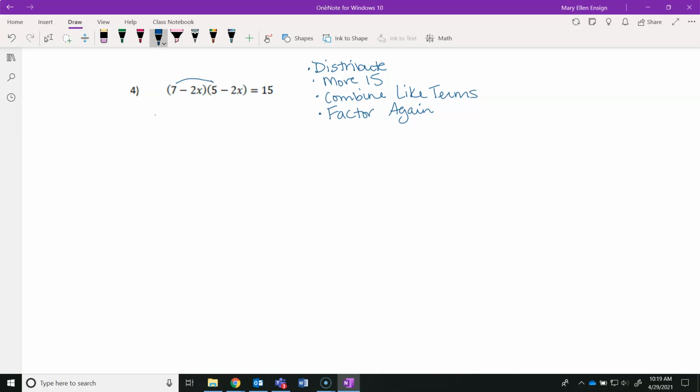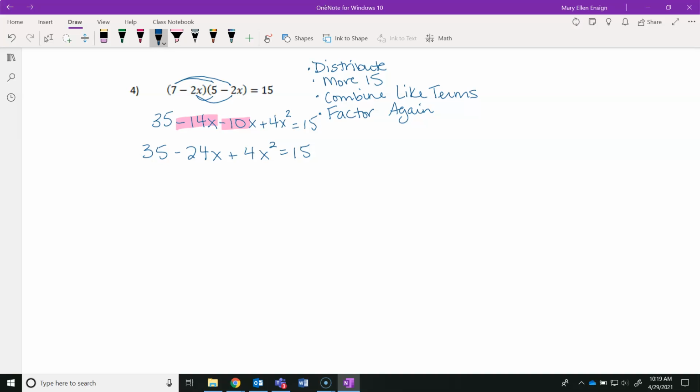So 7 times 5 is 35. 7 times negative 2 is negative 14x. Negative 2x times 5 is negative 10x. Plus 4x squared equals 15. Now I'm actually going to combine these two first just to clean it up a little bit. You can wait and do it afterwards either way, but 35 minus 24x plus 4x squared equals 15. This is more like what we would have started out with last time. I want to make it equal to 0.